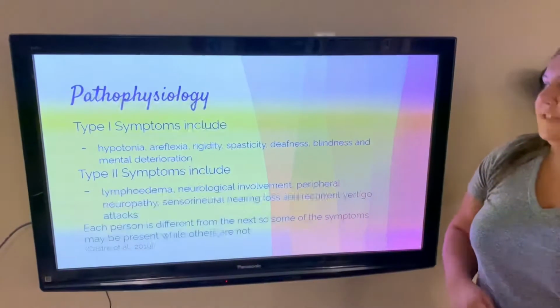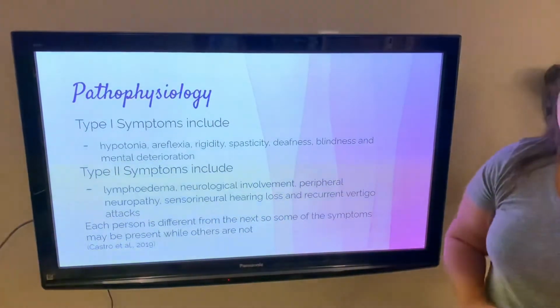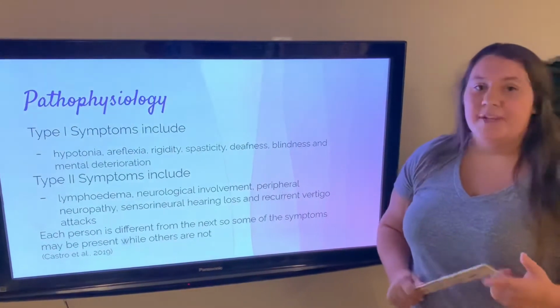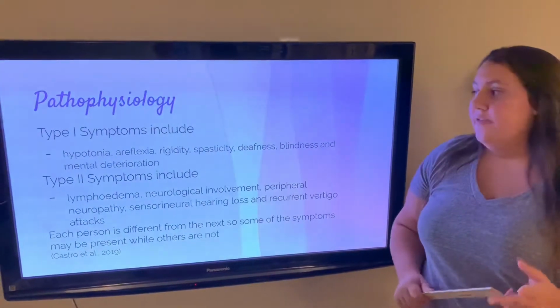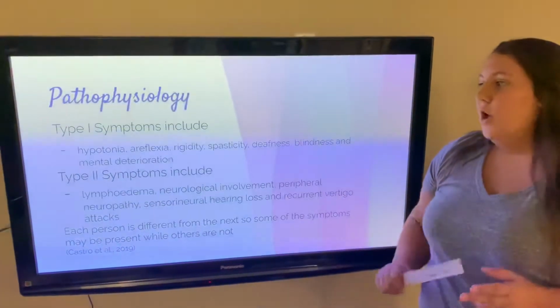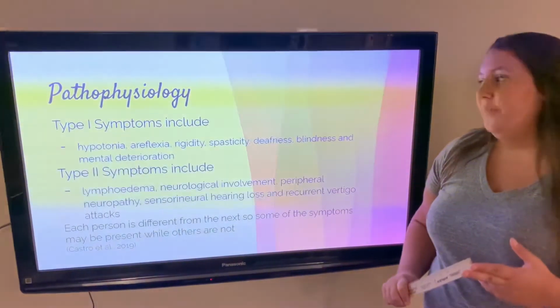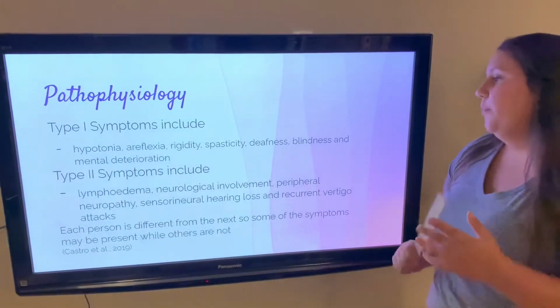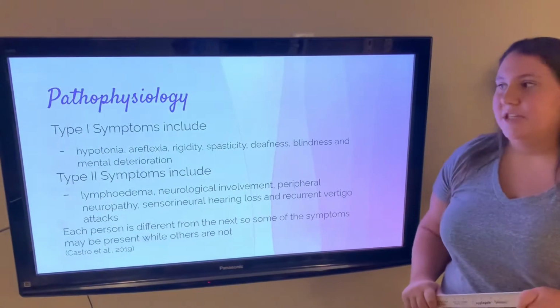The pathophysiology. Type 1 symptoms include hypotonia, which is decreased muscle tone; areflexia, where the muscles quit responding to stimuli; rigidity, spasticity, deafness, blindness, and mental deterioration.